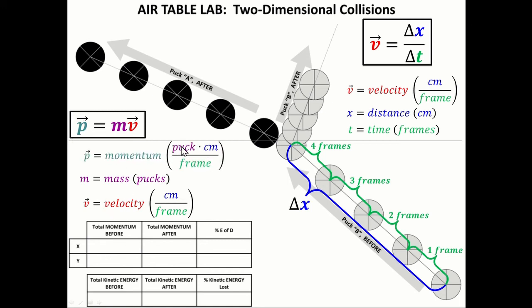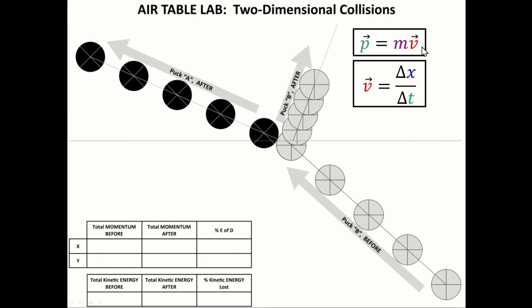So what are we going to measure momentum in? Well, it's going to be mass times velocity. Momentum would be measured in puck centimeters per frame. It's supposed to make things easier. It really is. It might tend to confuse. I'm sorry. Okay, momentum is mass times velocity, and velocity is a change in position over time.